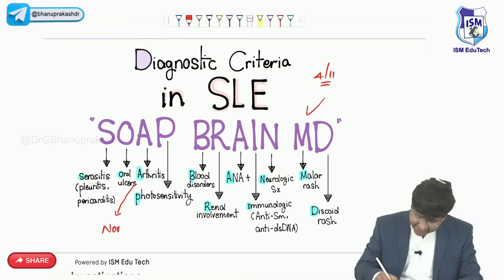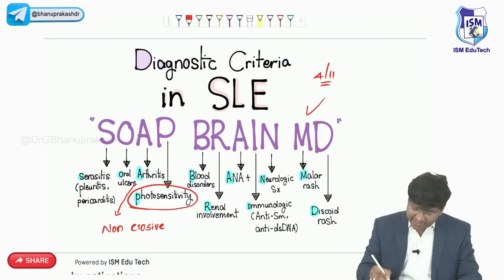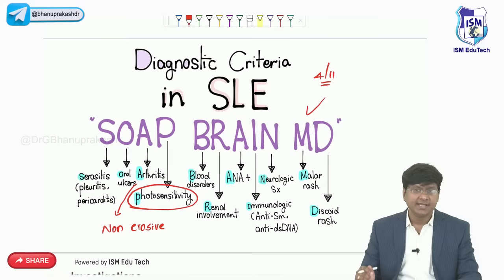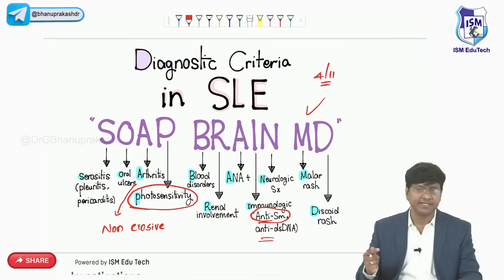This photosensitivity question has been asked recently in the INI-CET exam. B stands for blood disorders, that is in the form of pancytopenia. R stands for renal involvement, that is lupus nephritis. A stands for antinuclear antibody, which will be positive, and that is the most sensitive antibody. I stands for immunological criteria, that is anti-Smith and anti-dsDNA. Out of which, which is most specific? Anti-Smith is most specific. N is neurological involvement, in the form of seizures and psychosis. And M stands for malar rash, D stands for discoid rash.